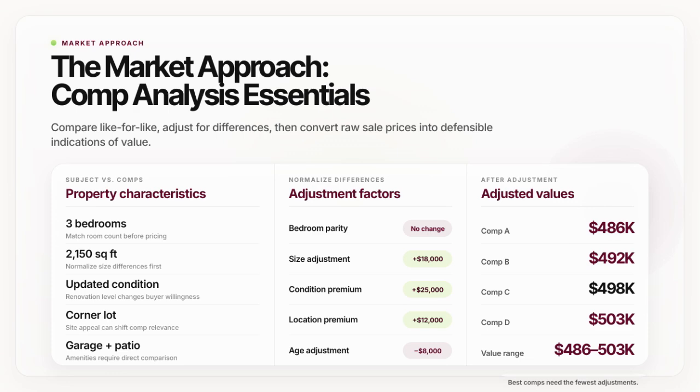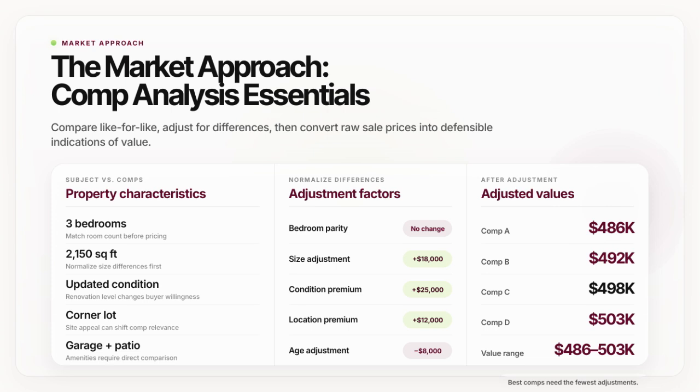The key idea is to compare properties that are similar, like for like, and then adjust for any differences so we can translate raw sale prices into reliable value estimates. The best comparables are those that need the fewest adjustments, making the comparison cleaner and more accurate. We start by matching basic property characteristics, like room count.